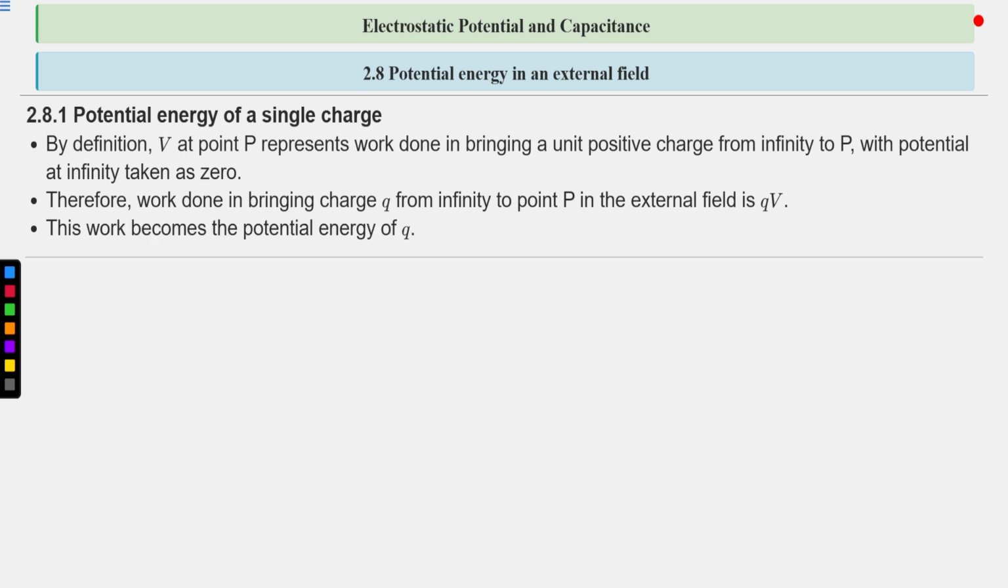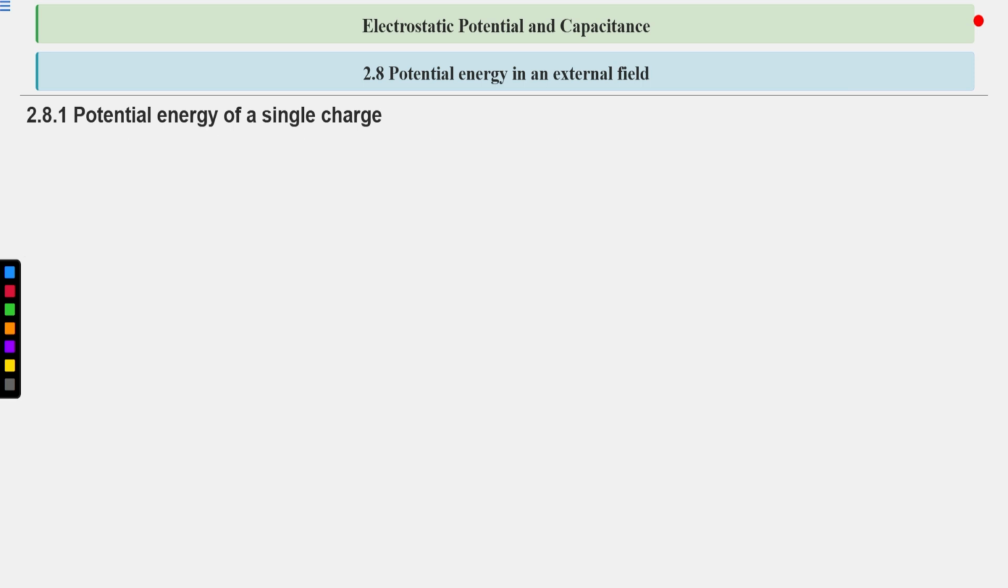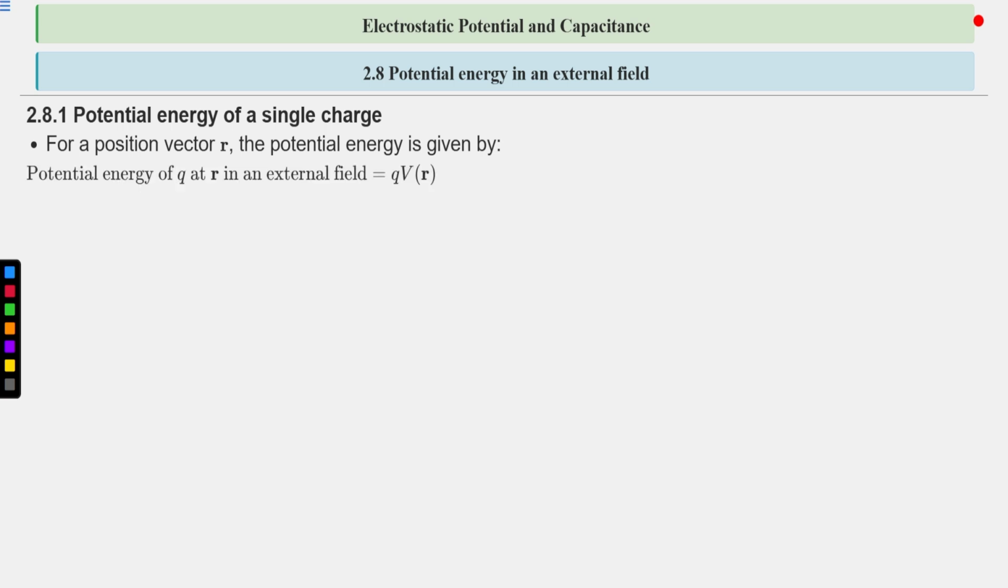This work becomes the potential energy of Q. So the work we are doing in bringing a charge Q from infinity to point P is stored in the form of potential energy. Now for a position vector R, the potential energy is given by Q into V(R). Now this potential is created by the external field. We don't know the source, so we cannot apply the formula. We only know that there is an external field. So this potential is due to the external field, and this is the Q charge which we are going to place in the external field. So the potential energy of Q at R in the external field is Q into V(R).